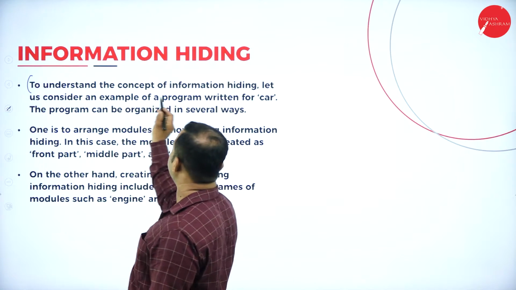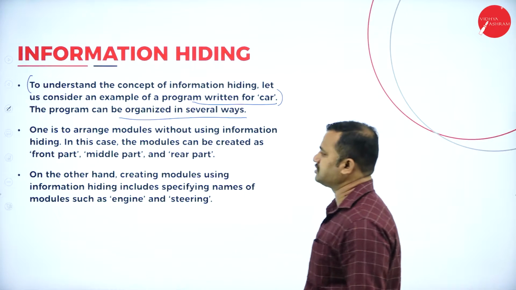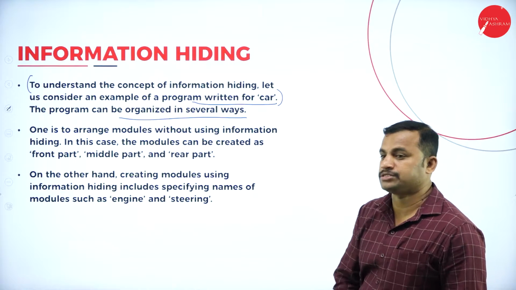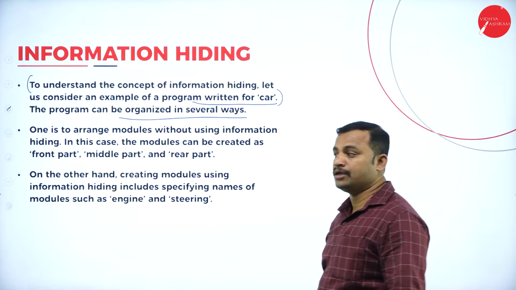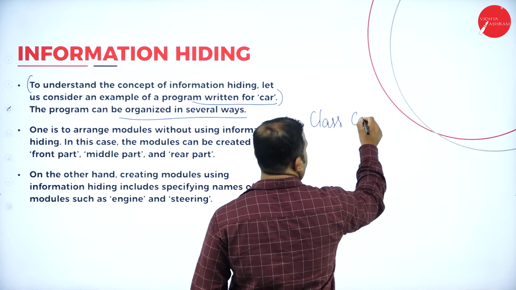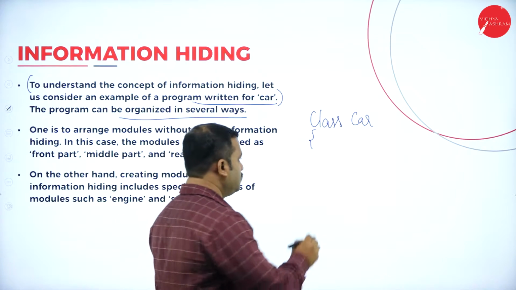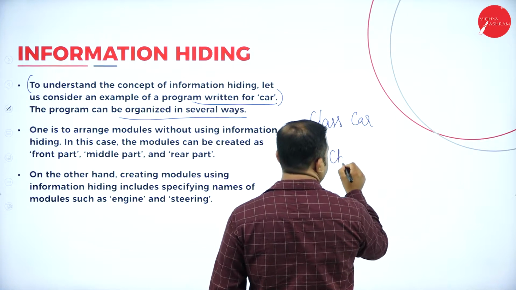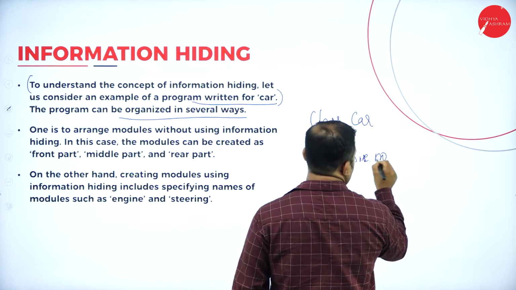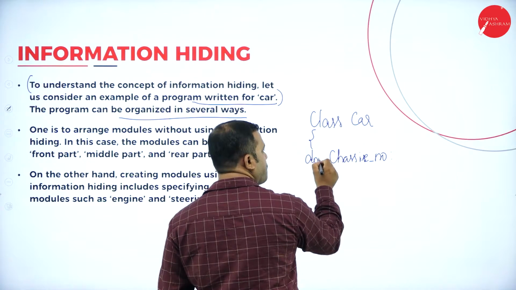Let us consider the example of a program written for a car. The program can be organized in several ways. Let me take one of the important examples here in C++, which is a purely object-oriented programming language. Suppose we have a class called car. What is the chassis number of that car? It has to be in the form of double.